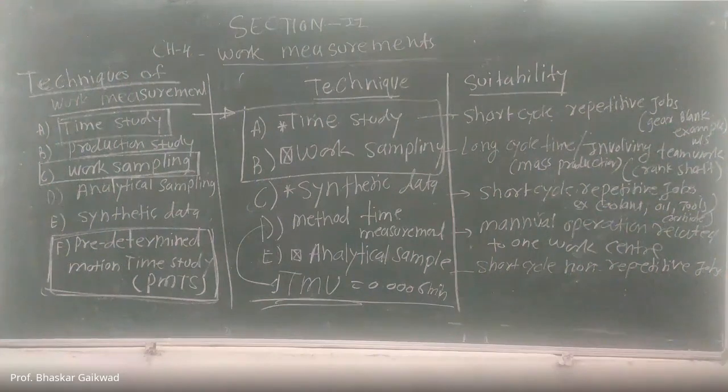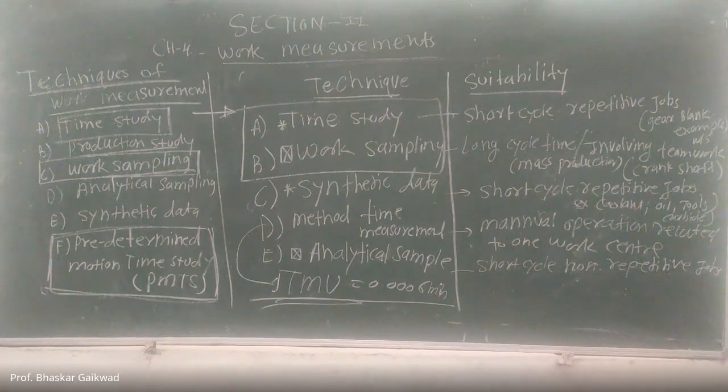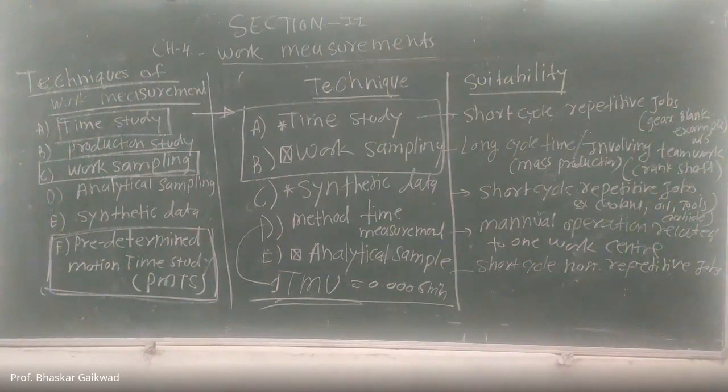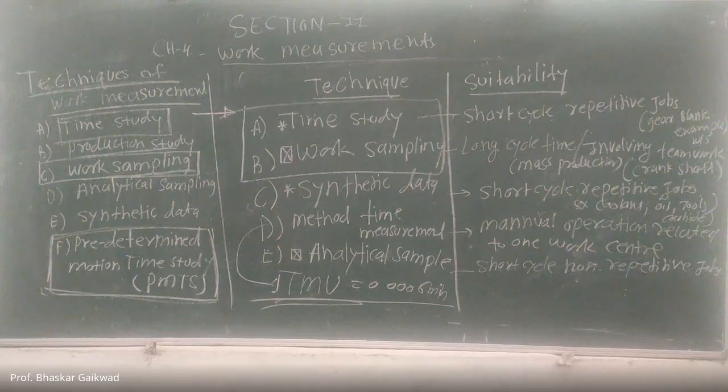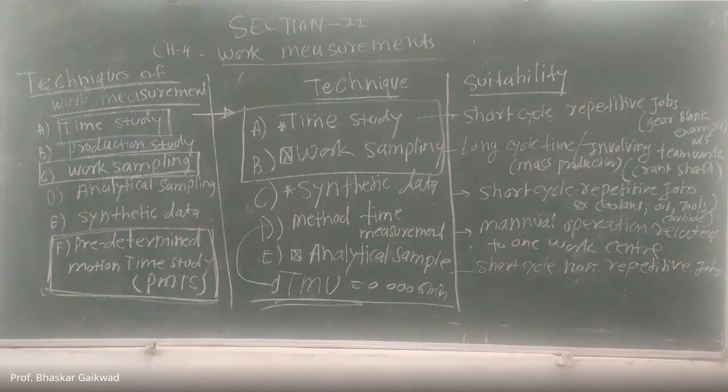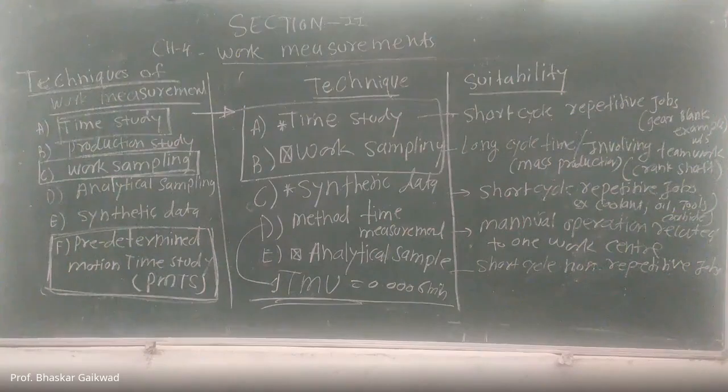So first, for time study and synthetic data, we require a measurement unit, that is the centimeter, but we can convert it into minutes. Then second, analytical data and work sampling, for this also we require minutes. And for methods time measurement, here we require TMU, time measurement unit, which is equal to 0.0006.